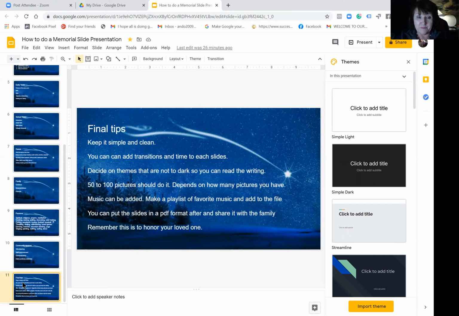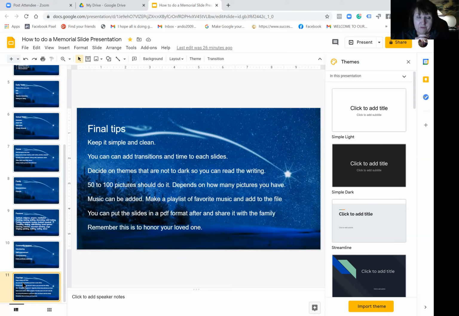And then the final tips for this: keep it simple and clean. You can also add transitions and timing to each slide. You can decide on themes that are not too dark because you want people to read what you're writing on there. You may or may not have text. It's up to you, basically. I had a bunch of pictures and then I was speaking, explaining the pictures. And then 50 to 100 pictures should do it. My mom was 82 years old.